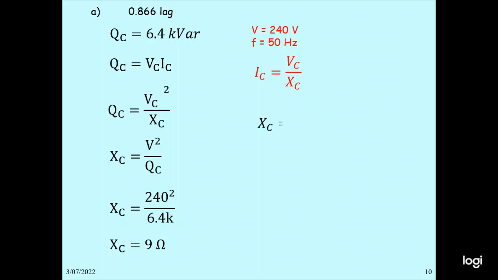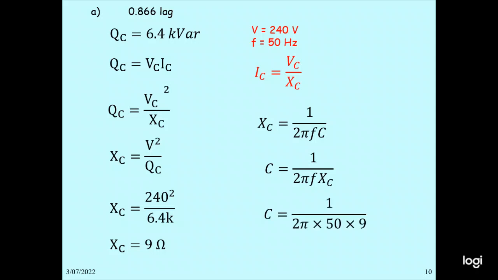So XC equals V squared divided by QC, so 240 squared divided by 6.6k, which is 9 ohm. XC equals 1 over 2 pi f C, so C equals 1 over 2 pi f XC. So 1 over 2 pi times 50 times 9 gives 353.7 microfarad. So this is the calculation.